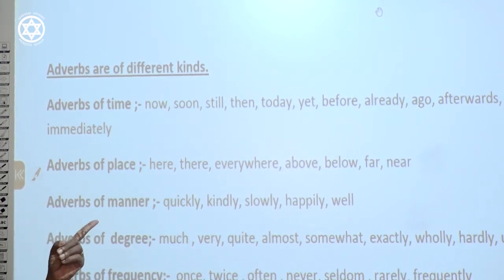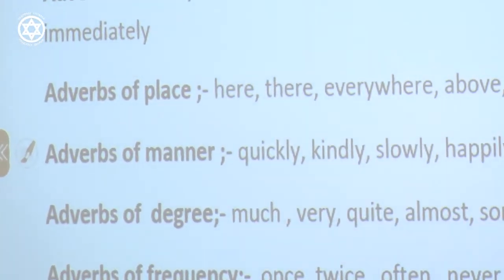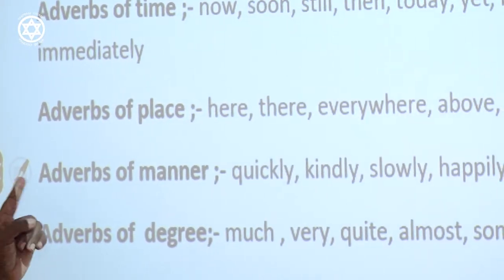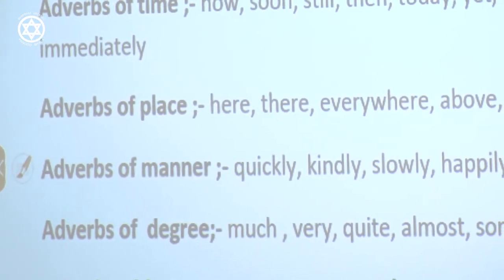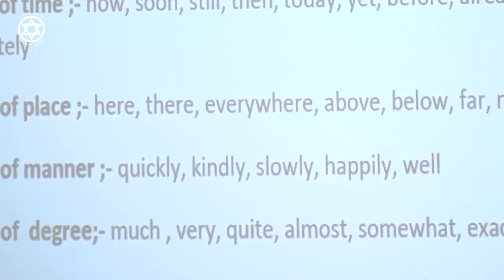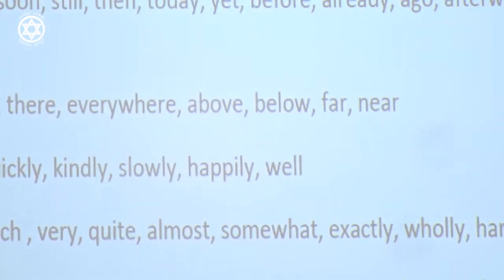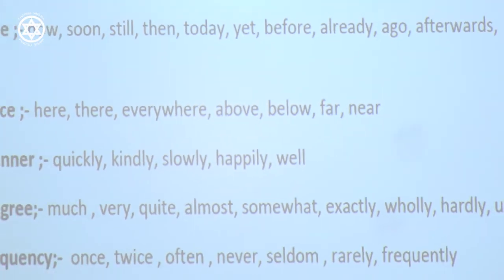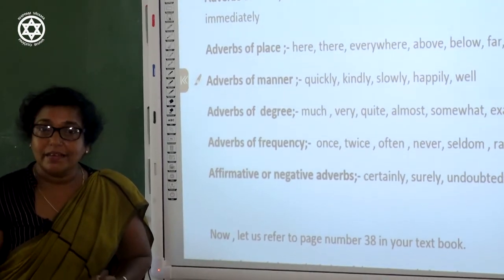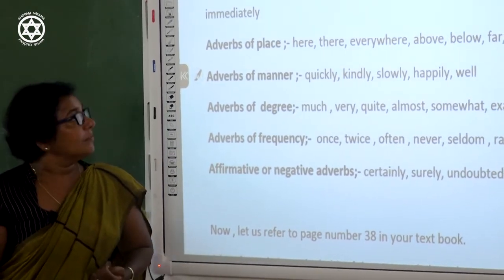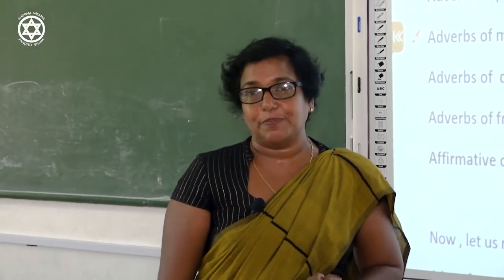Now let's look at adverbs of place. Here I have given you some examples of adverbs of place: here, there, everywhere, above, below, far, near. So, what is the importance of adverbs of place? The adverbs of place tell us where the action happens, where the action takes place.